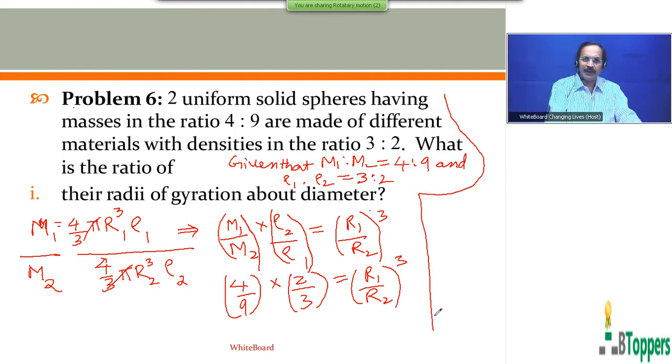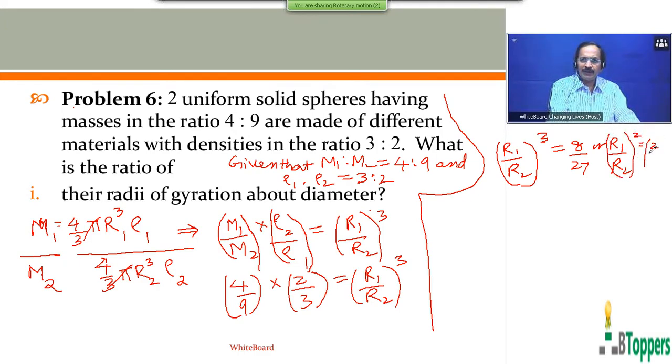So from this you can find the ratio of the radii of the two spheres. You can write r1 by r2 whole cube equal to 8 by 27, or you can write r1 by r2 whole cube is equal to 2 by 3 whole cube. So if you take the cube root on both sides, you get r1 by r2 is equal to 2 by 3.